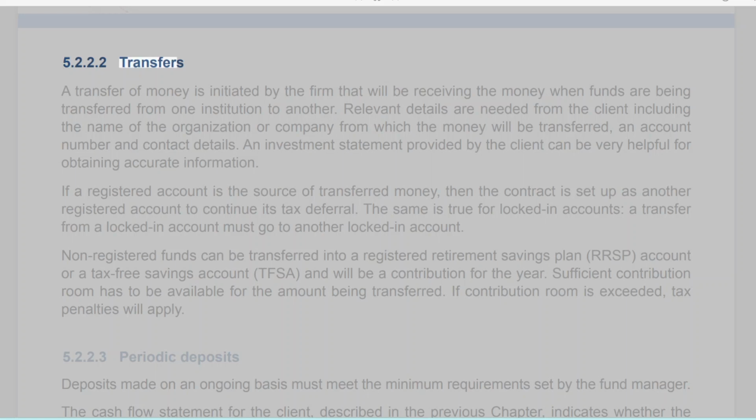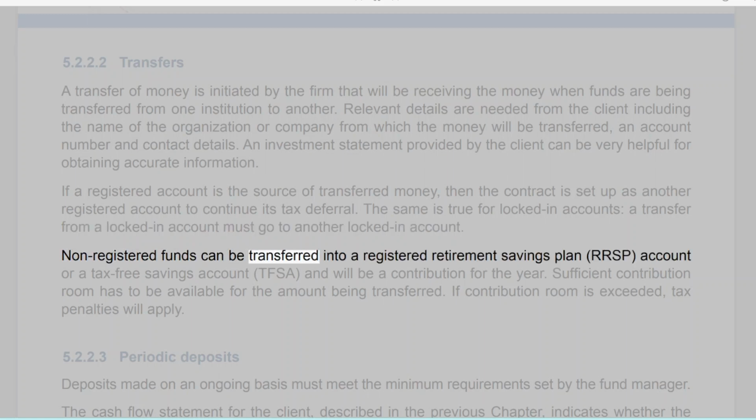5.2.2.2 Transfers. A transfer of money is initiated by the firm that will be receiving the money when funds are being transferred from one institution to another. Relevant details are needed from the client, including the name of the organization or company from which the money will be transferred, an account number and contact details. An investment statement provided by the client can be very helpful for obtaining accurate information. If a registered account is the source of transferred money, then the contract is set up as another registered account to continue its tax deferral. The same is true for locked-in accounts. A transfer from a locked-in account must go to another locked-in account.